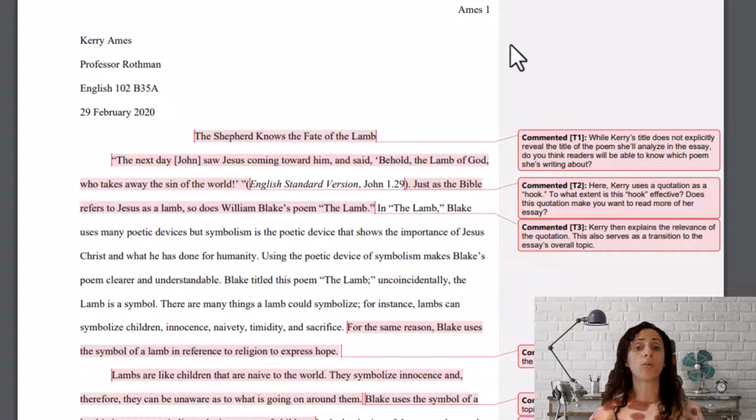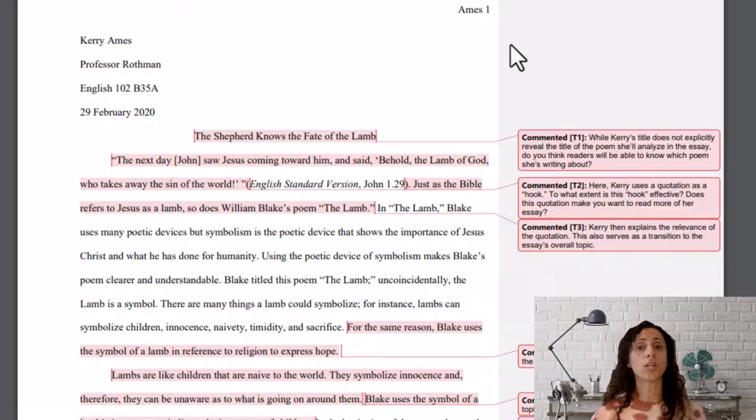Using the poetic device of symbolism makes Blake's poem clearer and understandable. Blake titled this poem The Lamb. Uncoincidentally, the lamb is a symbol. There are many things a lamb could symbolize. For instance, lambs can symbolize children, innocence, naivete, timidity, and sacrifice. For the same reason, Blake uses the symbol of a lamb in reference to religion to express hope.